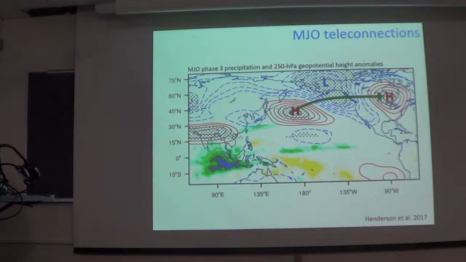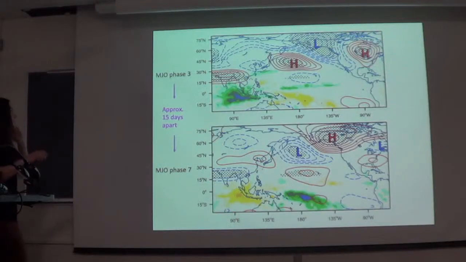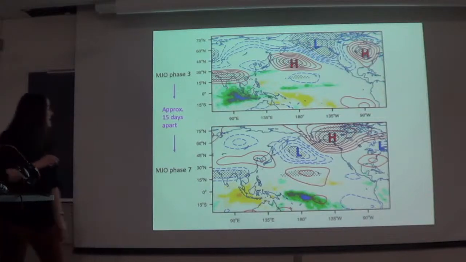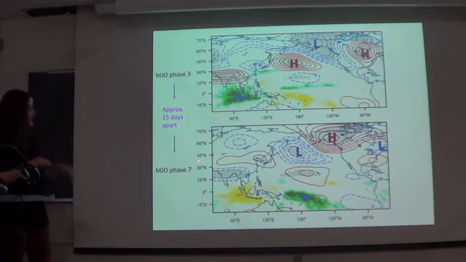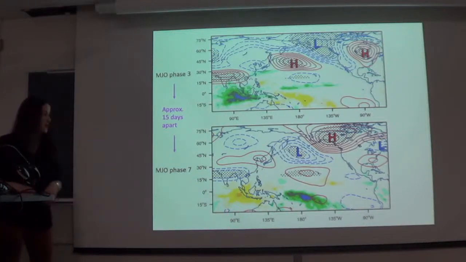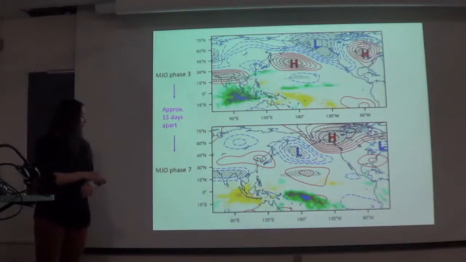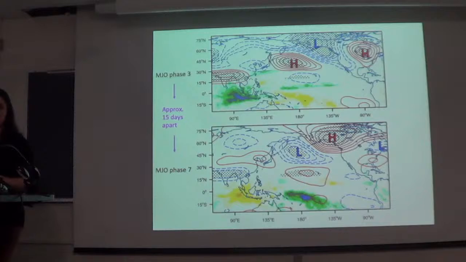Now, I mentioned each MJO phase lasts on average about 5 days, and that's an average, it varies. It also depends on where the MJO convection is. So let's look at a different phase. Here is the plot that I just showed you on the last slide, MJO phase 3. Now about 15 days later-ish, we get MJO phase 7, which is characterized by suppressed convection in the West Indian Ocean and enhanced convection in the East Indian Ocean and the Western tropical Pacific.